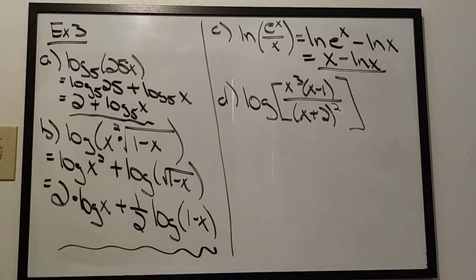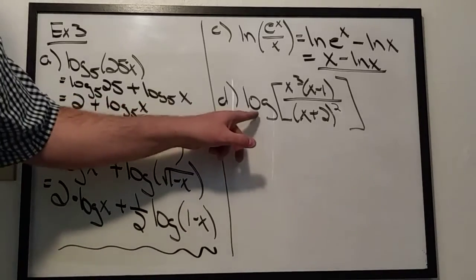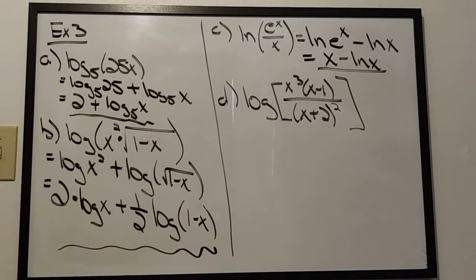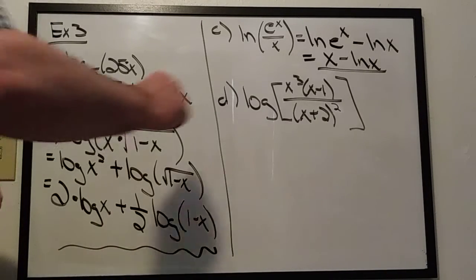Now for part D, we can have a whole bunch of things happening all together. But it really just becomes the same things that we were looking at, just more steps along the way. So the first thing I notice on part D is that I have a big old division problem. Big old division problem can be rethought of as a subtraction. So, okay, let's do that.